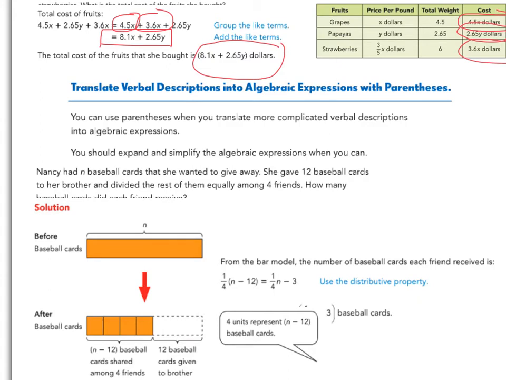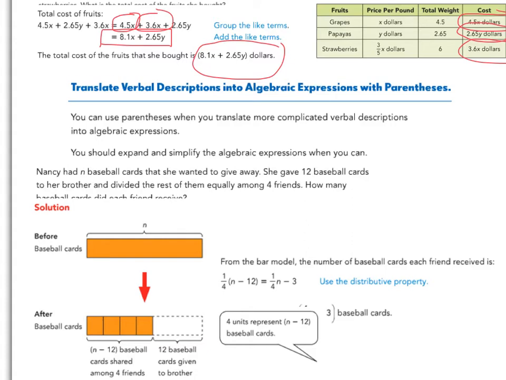Okay, translate using parentheses. You can use parentheses when you translate more complicated verbal descriptions into algebraic expressions. You should expand and simplify the algebraic expressions when you can. Nancy has N baseball cards that she wanted to give away. She gave 12 baseball cards to her brother and divided the rest equally among 4 friends. How many baseball cards did each friend receive?